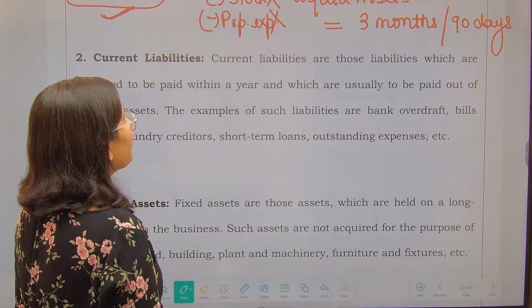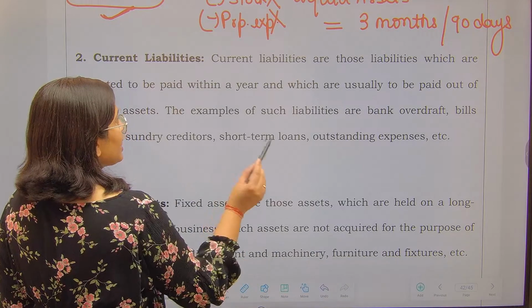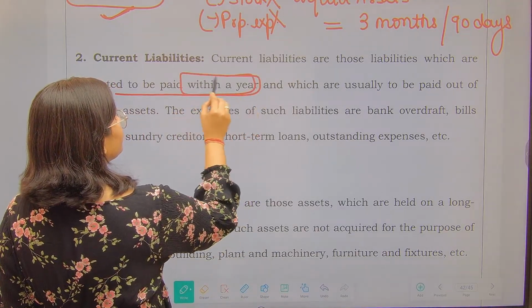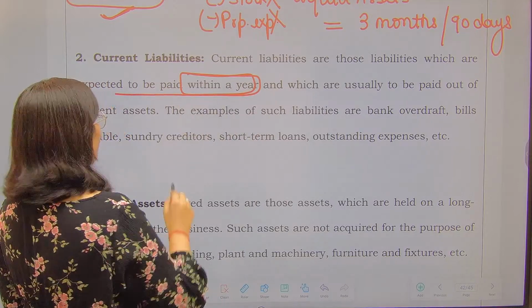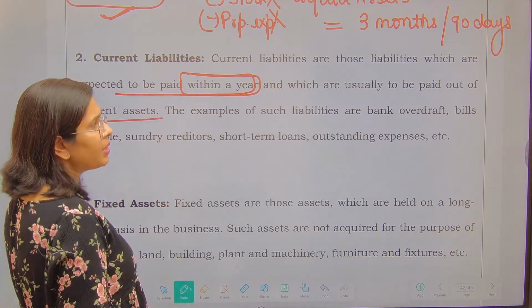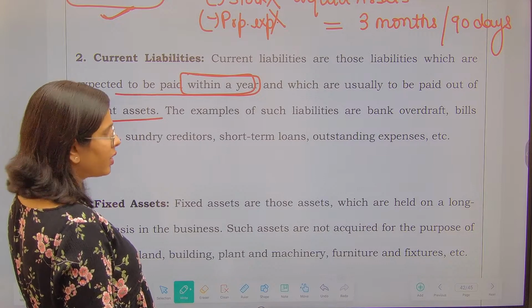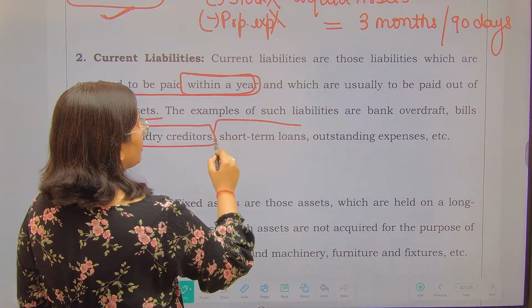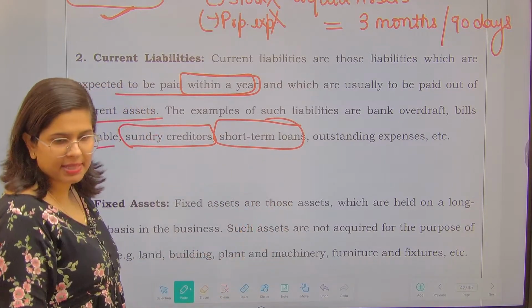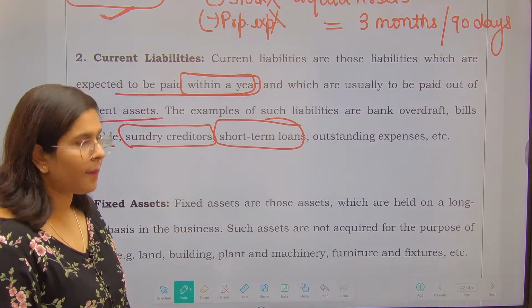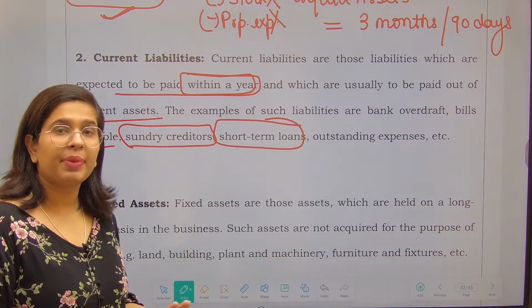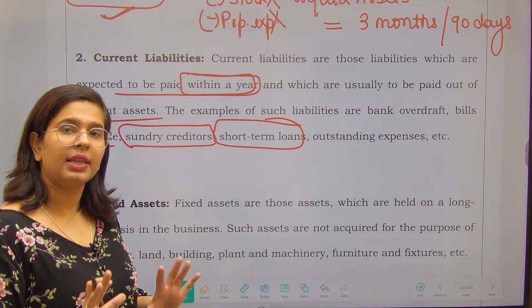that will be categorized into your current liability. So current liabilities are those liabilities which are expected to be paid within a year, which are usually to be paid out of current assets. The examples of such liabilities are bank overdraft, bills payable, sundry creditors, short-term loans, outstanding expenses, etc. Now, current liabilities, current assets, they are depicted in the financial statement, in the balance sheet.